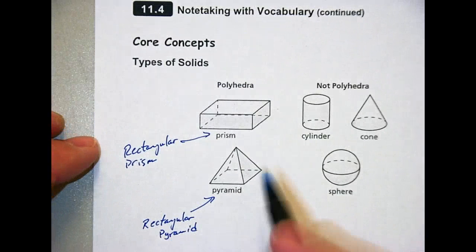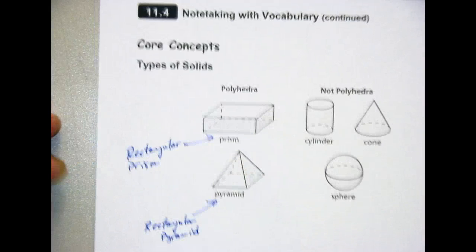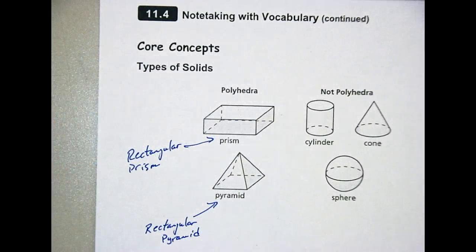Now, what makes this a rectangular pyramid and this a rectangular prism? Go ahead and tell your neighbor. What makes them that? What makes it a rectangular prism and what makes it a rectangular pyramid?